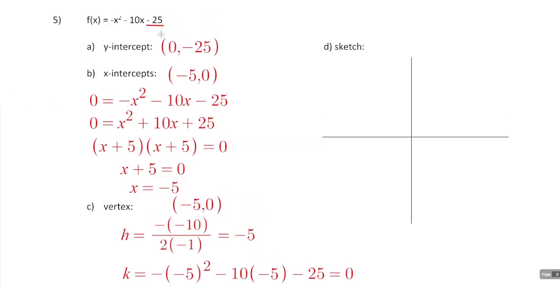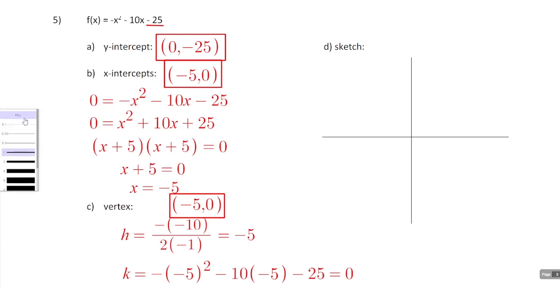Okay, so I've got my key points here: y-intercept, x-intercept, which also happens to be the vertex. Let's go ahead and start plotting here. Now I know the leading coefficient here is negative, so I know it's going to be a parabola that opens down. So just keep that in mind as you're plotting everything.